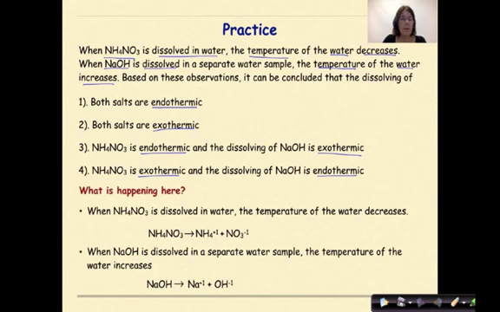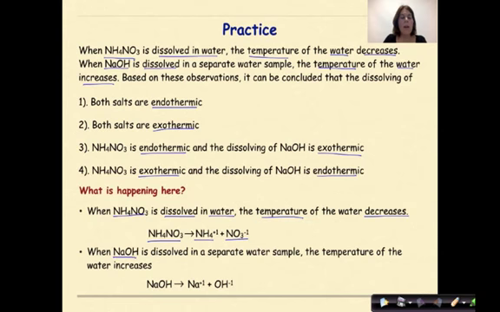In the first part of the problem, it states when ammonium nitrate is dissolved in water, the temperature of the water decreases. The temperature of the water is going down. So the system here is the ammonium nitrate dissolving in water to form ammonium ions and nitrate ions. This act of forming these ions is the system, and in order to do this, it needs to absorb a certain amount of energy from the surroundings. Therefore, this would be considered endothermic.